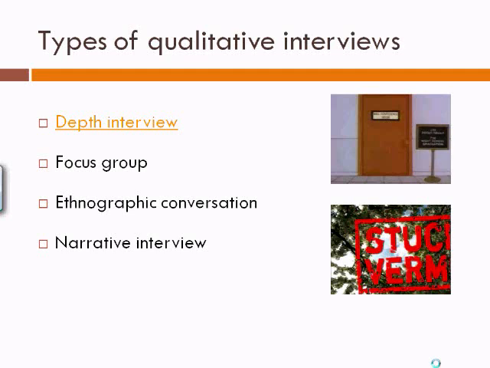So once again, the four types of qualitative interviews are depth interview, focus group, ethnographic conversation, and narrative interview.